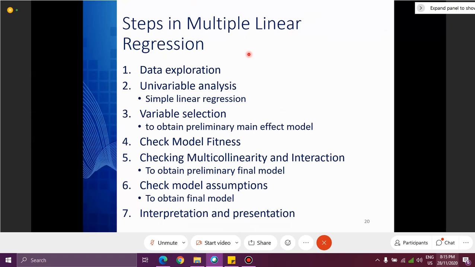Okay, so these are the steps to perform multiple linear regression analysis. As with other analyses, we begin with data exploration. Then we perform simple linear regression analysis, just like what I showed you in the previous lecture. The next one is variable selection, we do variable selection to obtain a preliminary main effect model. We check the model fitness, then we check multicollinearity and interaction effect. Then we check the model assumption, and lastly we do interpretation and presentation of results.